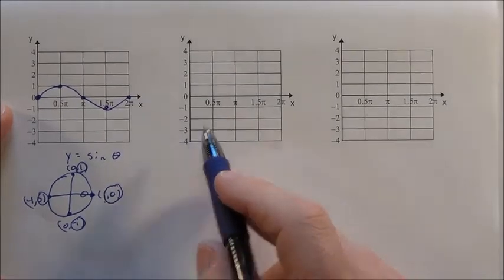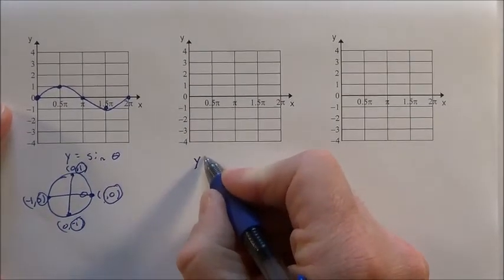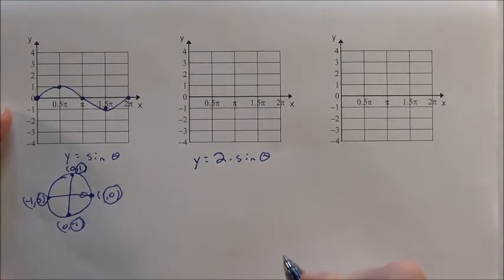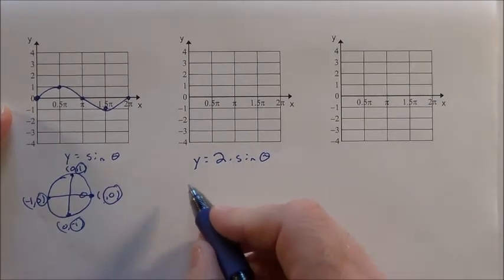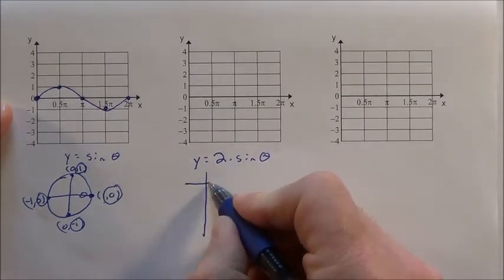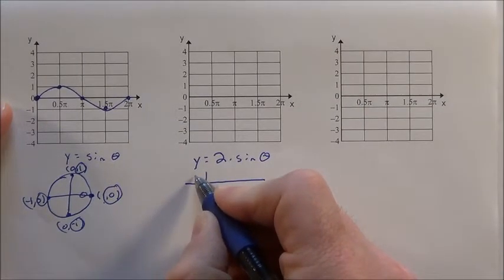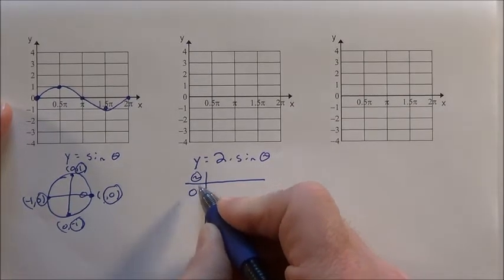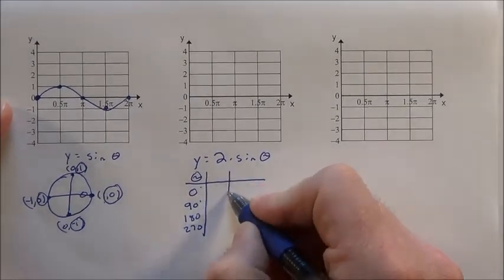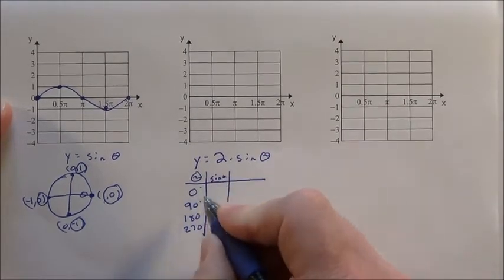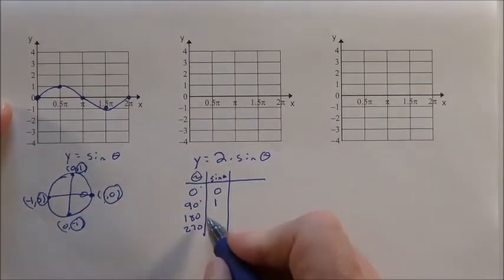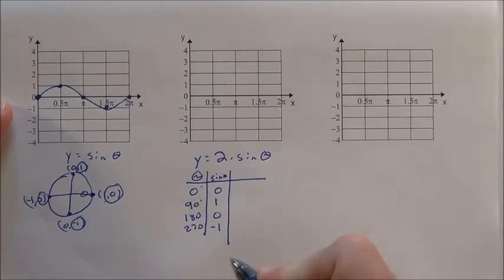But what happens right here? What happens if instead of y equals sine of theta, I do y equals 2 times the sine of theta? What's going to happen then? Well, if we made a little t-chart, and let's say our theta here is 0 degrees, maybe 90, 180, 270. Now, we know the typical sine of theta at 0 is 0. At 90, it's 1. At 180, it is 0 again, and then at 270, it's negative 1.